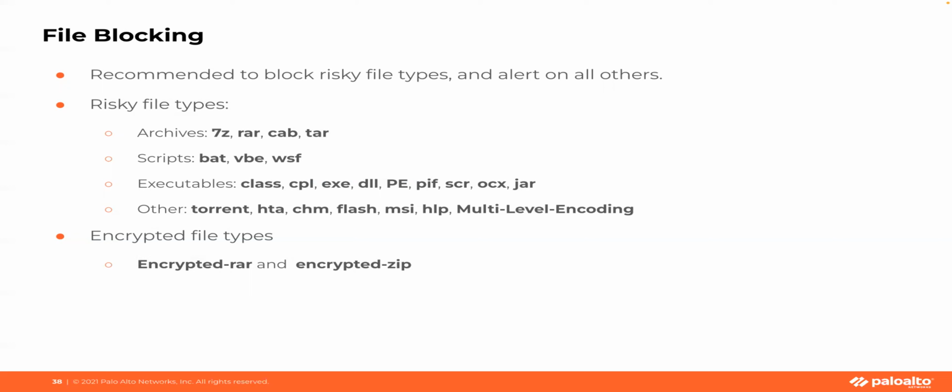Then also executables, and not just Windows executables, but different types of class like Java executables or jar, which would be Java archives typically containing executables, and all these other Windows, either modern or old executable types. For the other types, torrent, because typically that's not something we want in a corporate environment. The Microsoft file types such as HTA, CHM, and HLP, which usually have some sort of executable privileges.